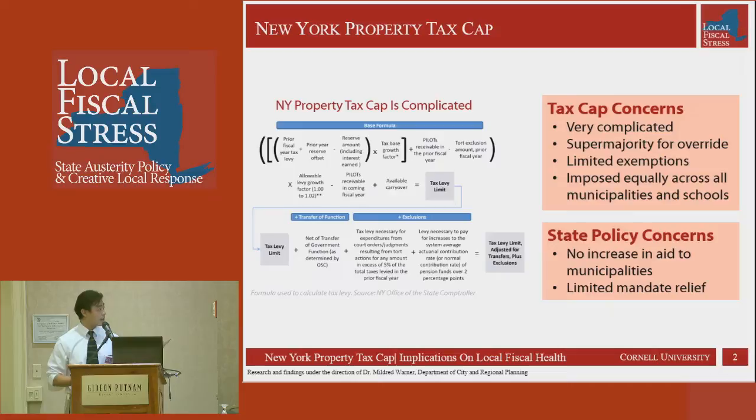First, the policy is complex, as you can see. It does not allow for simple majority overrides. Schools, in order to override, must have a supermajority of voters, and local municipalities must have a supermajority of elected officials. Second, the exemptions included in the policy are limited, with no exemptions for disaster relief, capital outlays, and debt payment. Lastly, the policy is implemented equally across all municipalities and disregards the differences in wealth and population densities. In addition, the law was passed without significant changes to state aid or mandate relief.